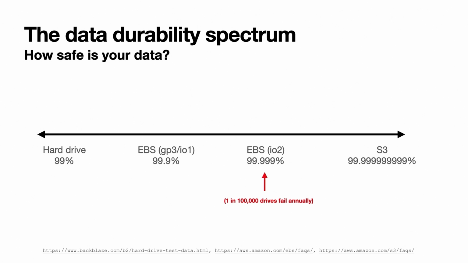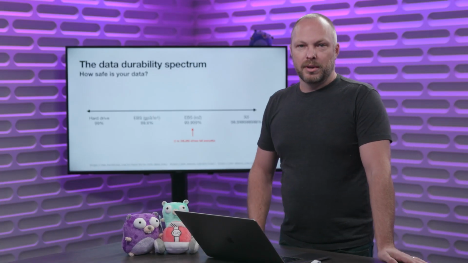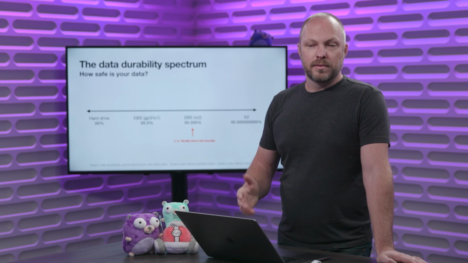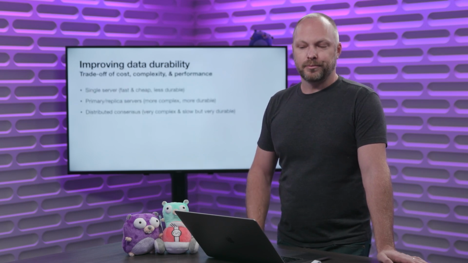Finally, we have S3. This is on the far end of durability. It has 11 nines, which is crazy. That means you lose like 1 in a gajillion objects every year. So generally, when you put something in S3, you consider it safe to be there.